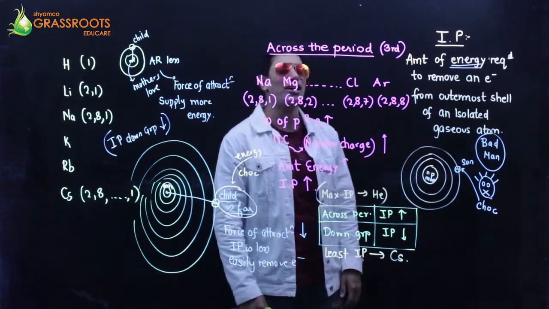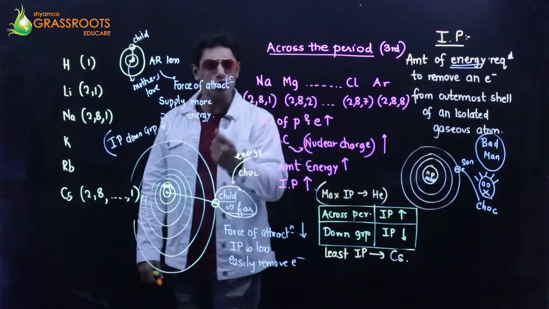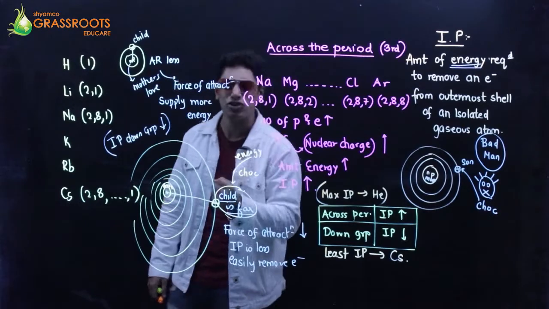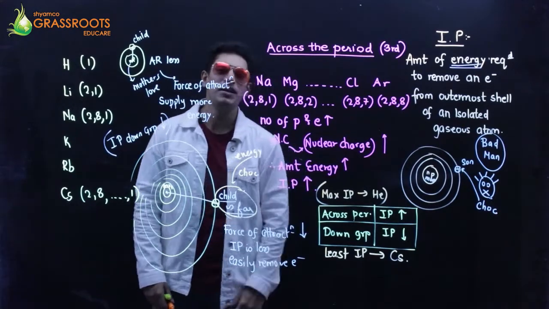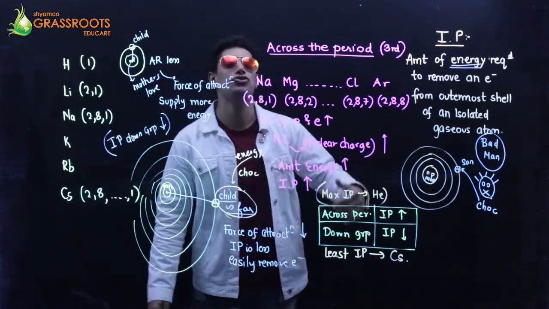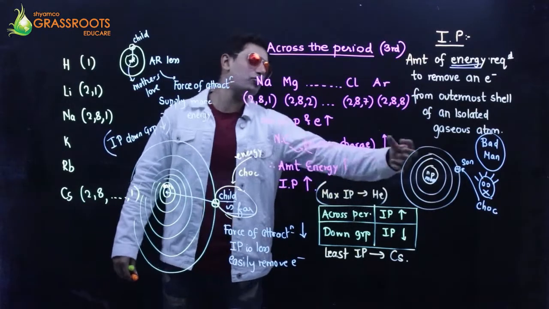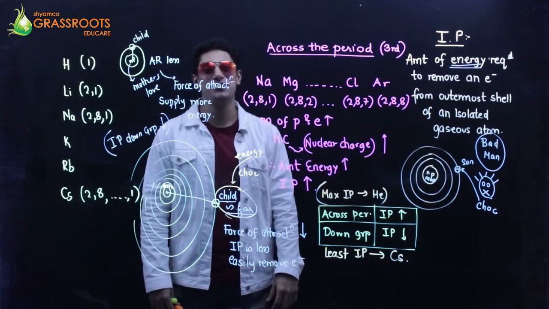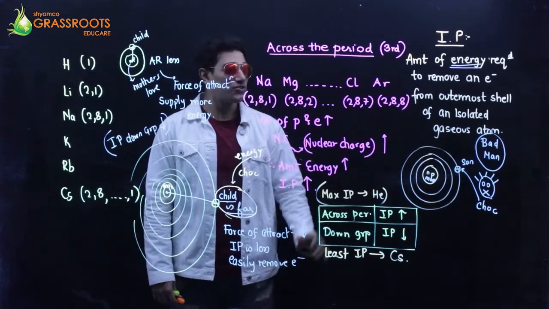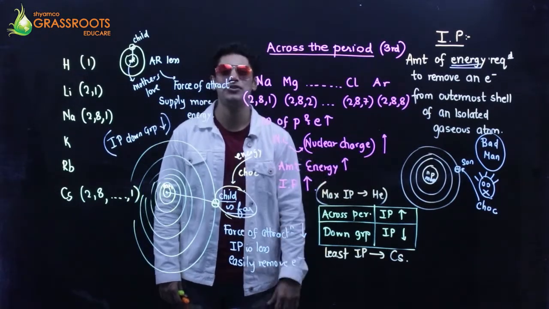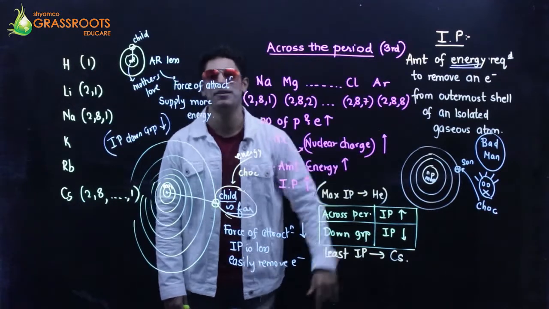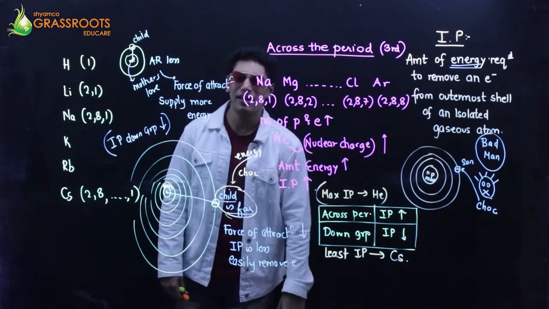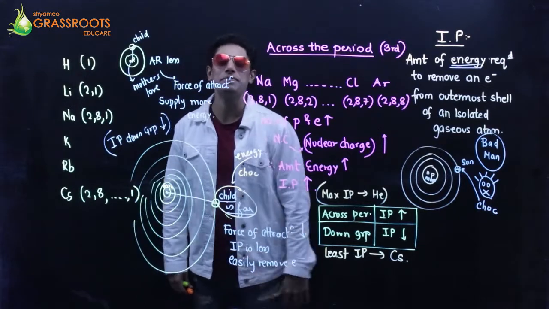And the second thing is they are close to the nucleus. If they are close to the nucleus, the force of attraction is tremendous. So helium, you need maximum energy in order to remove the electrons from the helium atom and minimum energy to remove the electrons from the cesium atom. So this was the concept of ionization potential, the bad man concept. Yeah, hope you've understood. Any doubt? You can just let me know for sure.